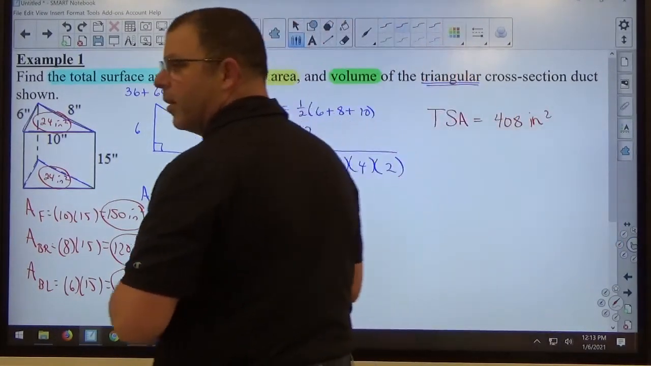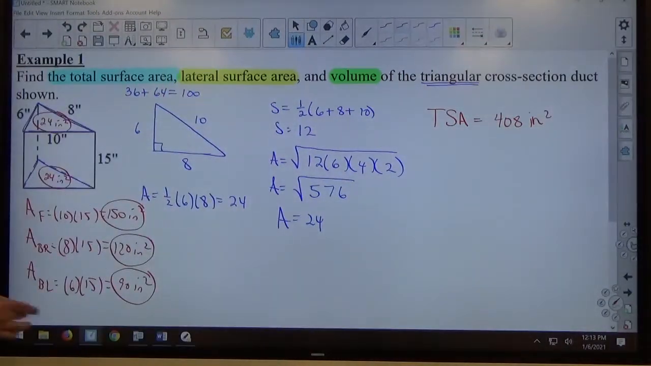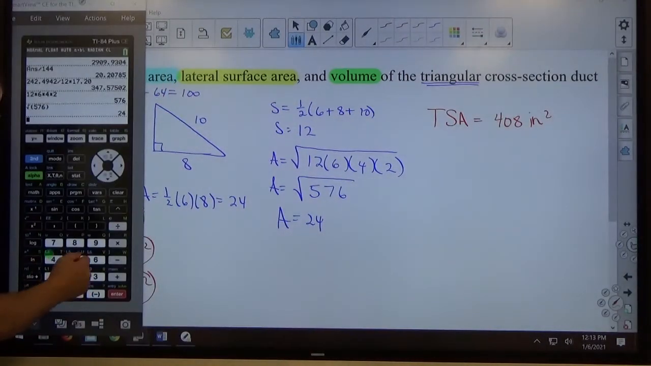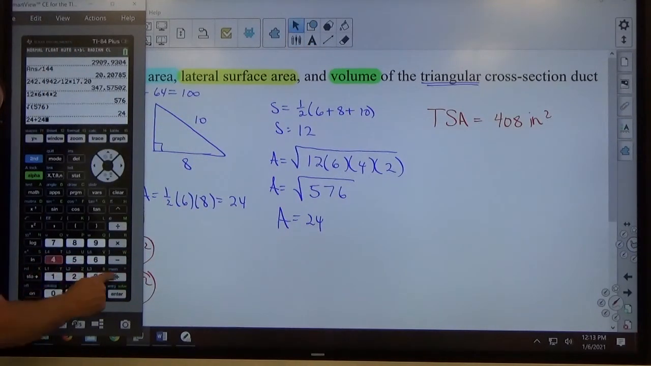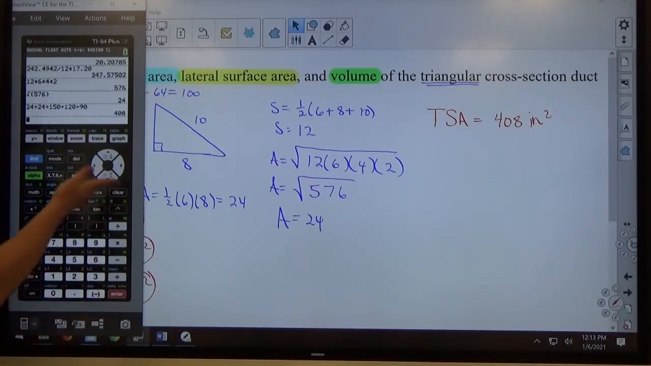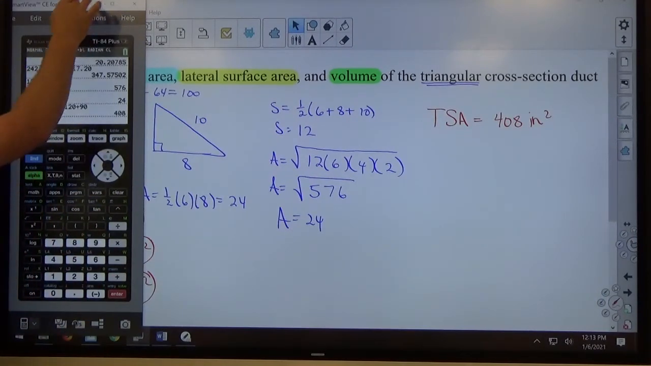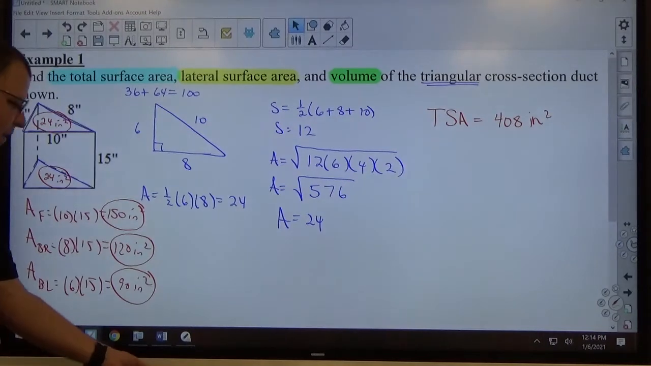Feel free to use a calculator to punch it all in if you want to. Also, just have your calculator: 24 plus 24 plus 150 plus 120 plus 90. 408. Okay, so that's how you find total surface area.